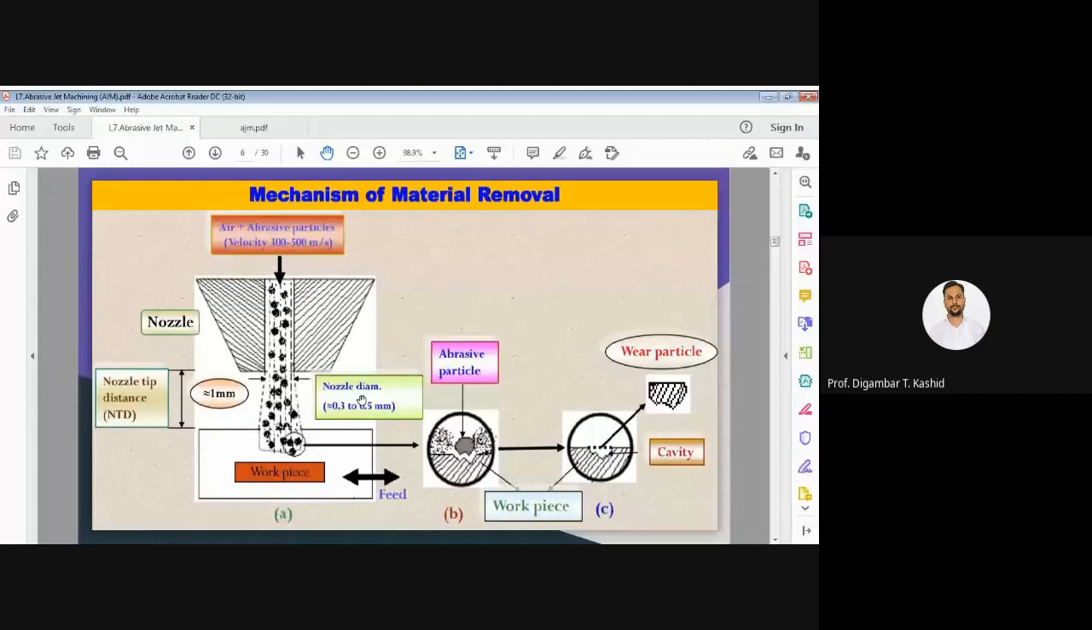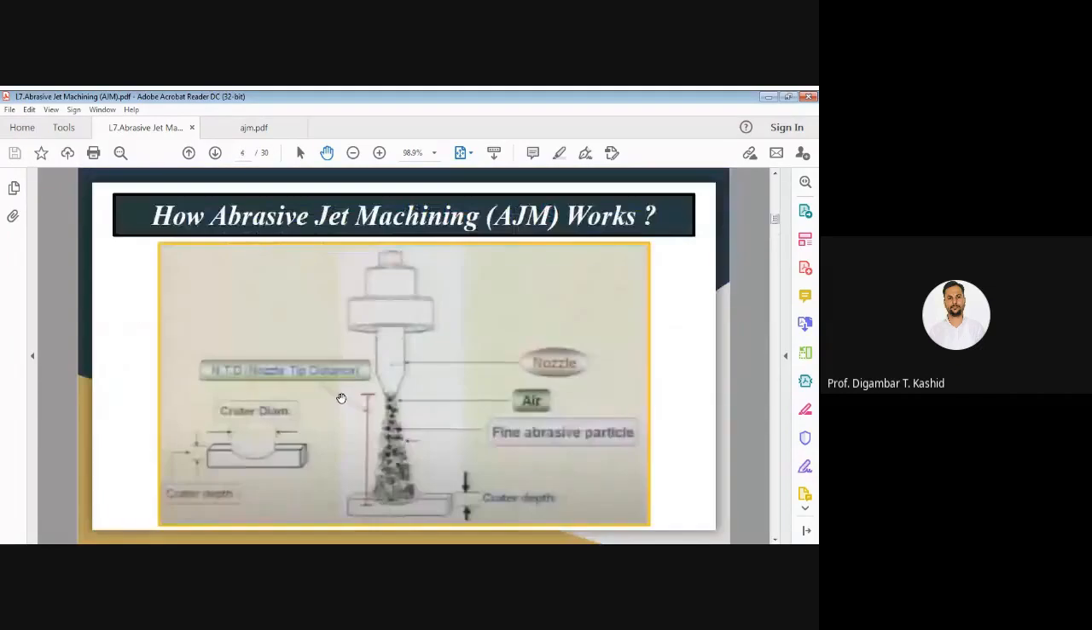So this is the mechanism of material removal, or the working principle of the abrasive jet machine. Understood? Understood or not?